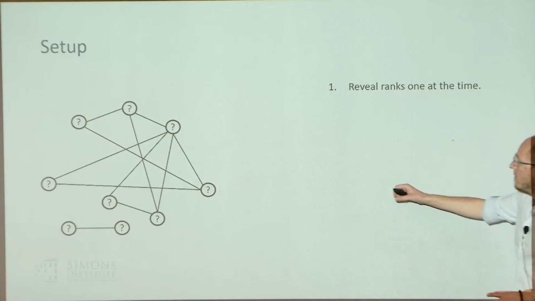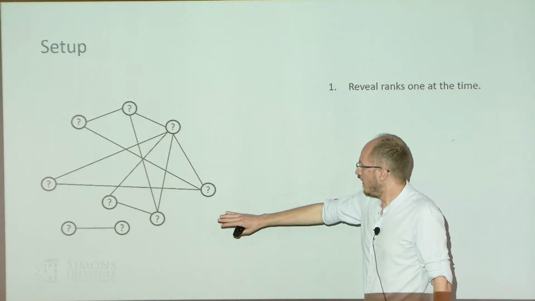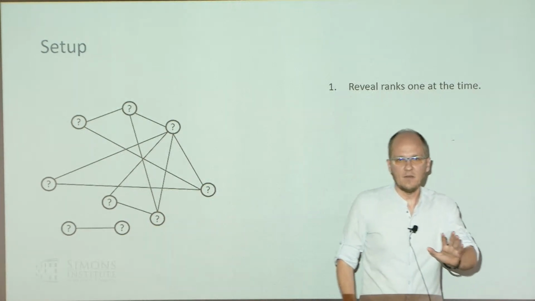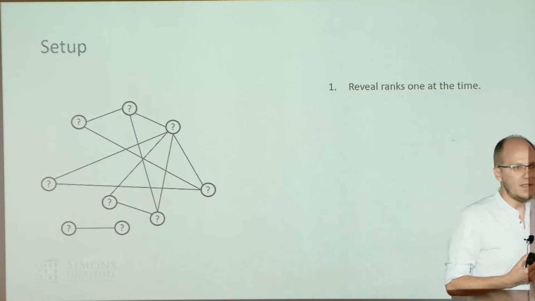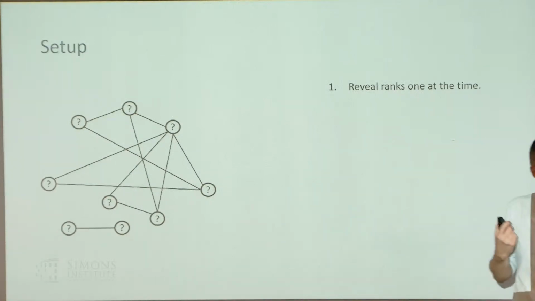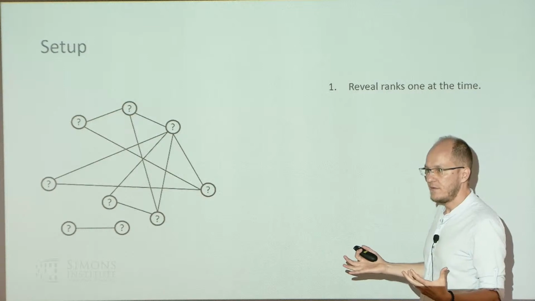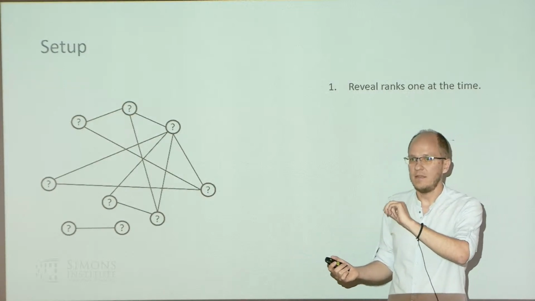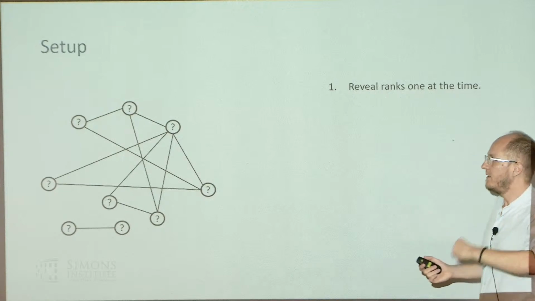So this is our graph, and these question marks are their ranks before the algorithm. I want to think about the process where I know the topology of the graph from the beginning, but I don't know the permutation. And the permutation is revealed one rank at a time.